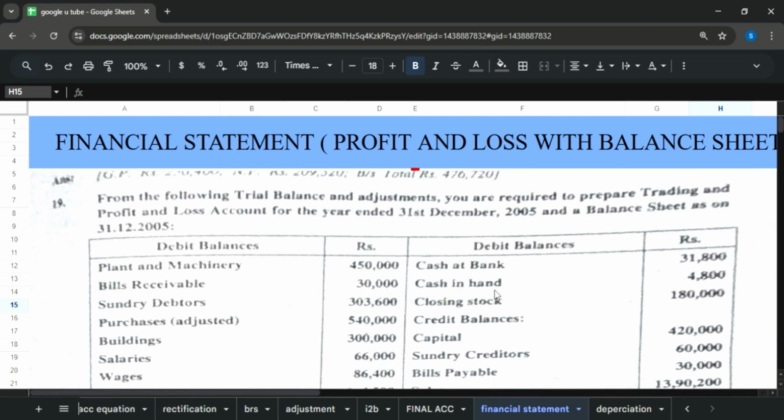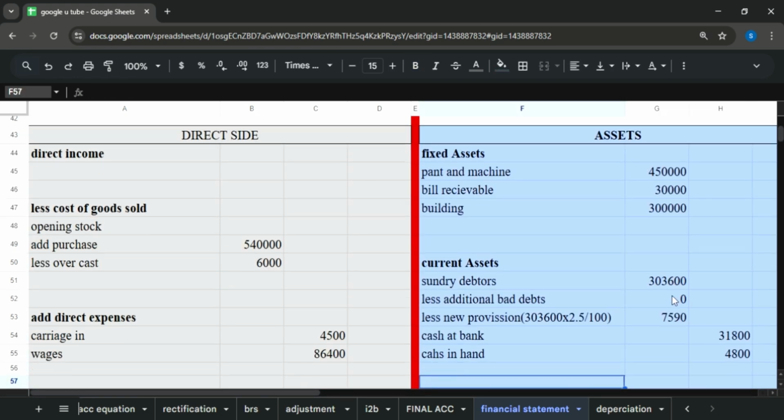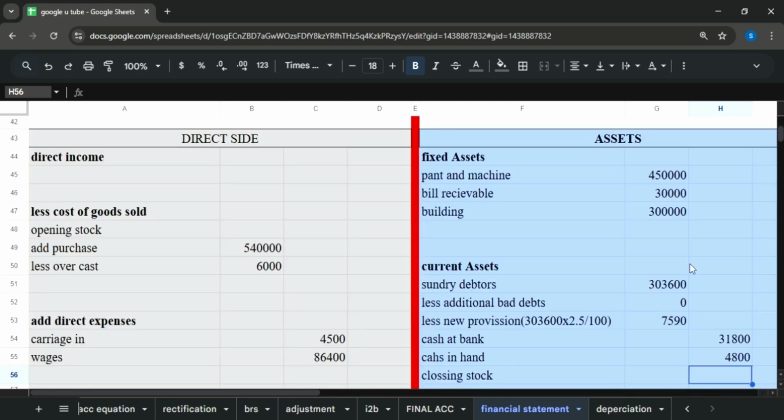Okay, then we have closing stock 180,000. Again, it's very interesting. Closing stock is present inside trial balance. Normally, closing stock has two effects. We do subtract it in cost of goods sold, and we do write it in current asset. When it is present in adjustment, it has two effects, but now it is present in trial balance, it means it would have only a single effect, and we will write it in current asset side only. So here you will mention closing stock. Amount of closing stock is 180,000. Just put 180,000 over here.